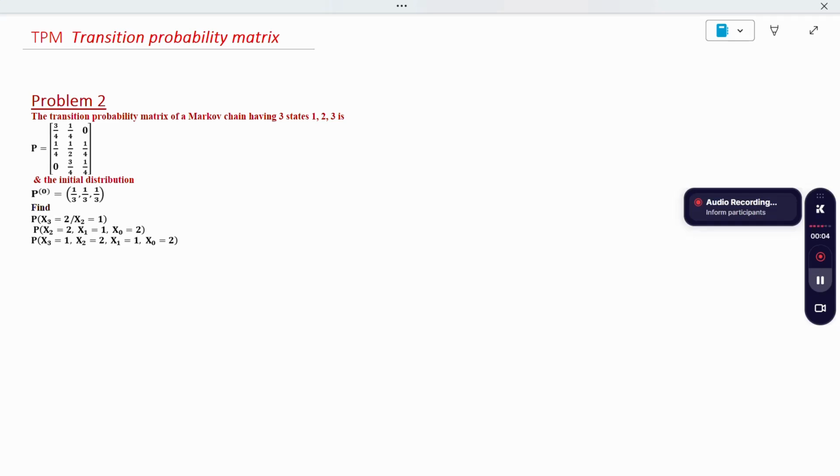Hi all, today's topic is transition probability matrices, problem 2. The transition probability matrix P and the initial probability are given. Three subdivisions are asked to calculate, so I will go through them one by one.